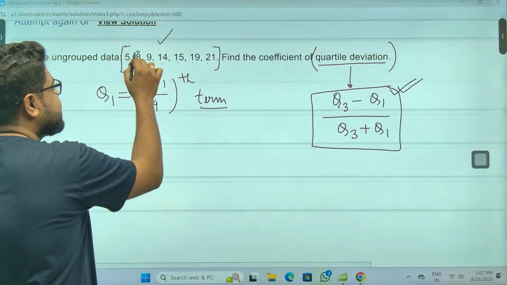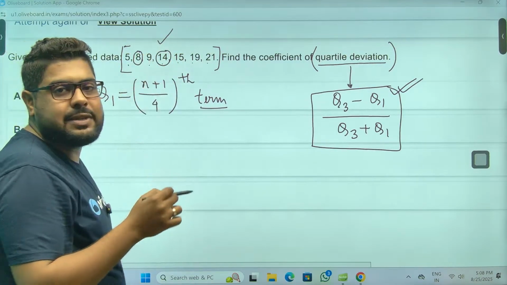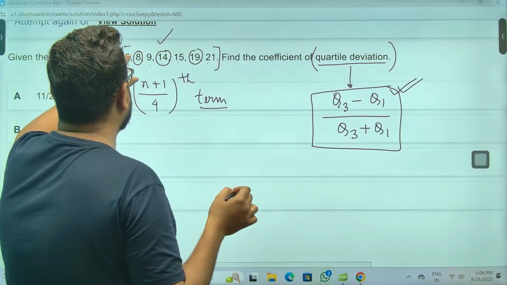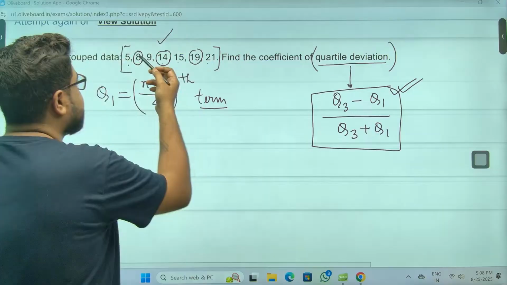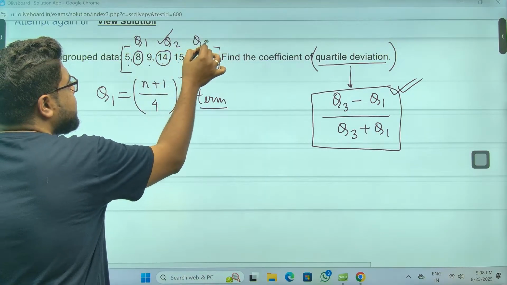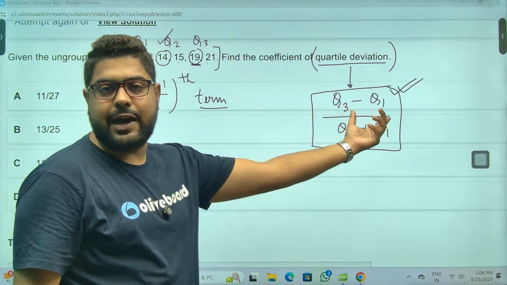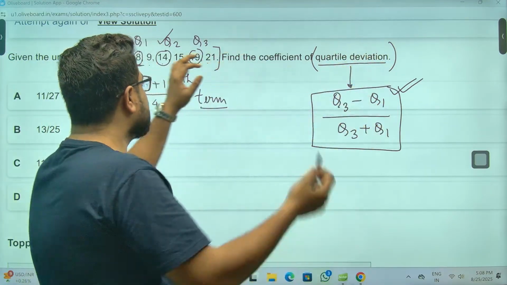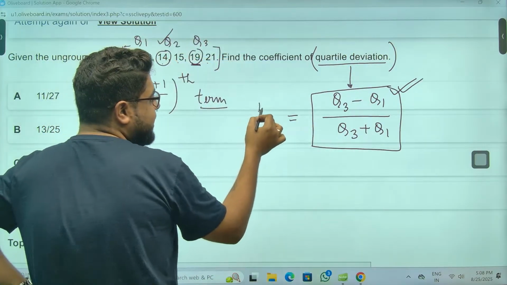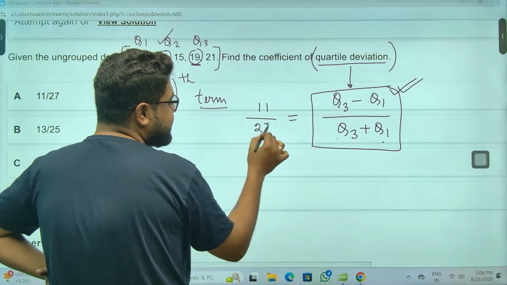I can definitely say the second term is Q1. The fourth will be the middle term, this is Q2. And this one is Q3. So I need this data, I need this data. Just put in the values and you will get your answer. So Q3 minus Q1, 19 minus 8, 11, by Q3 plus Q1, 19 plus 8, 27.